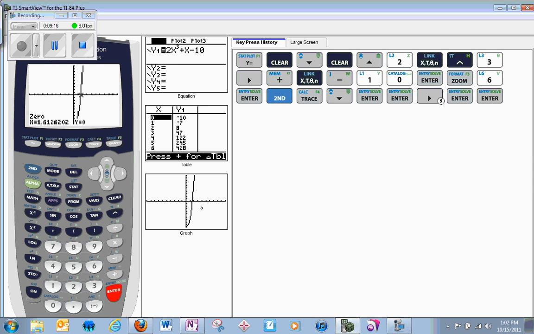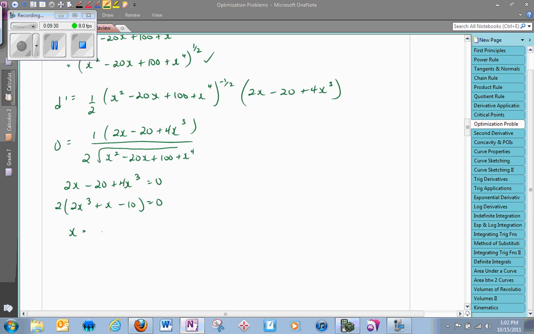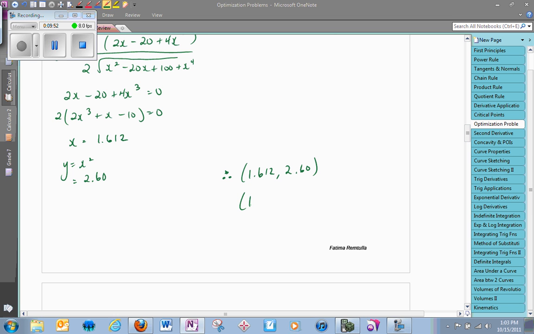I'm going to second trace and find the zeros. I'm going to do a left bound and a right bound, and I'm going to get my answer to be 1.612. So I get x is equal to 1.612. When I substitute back into y is equal to x squared, I get y coming out to 2.60. Therefore, the point on the parabola that's closest to the point (10, 0) is (1.612, 2.60). Now, if we're doing three significant figures, remember that's (1.61, 2.60).